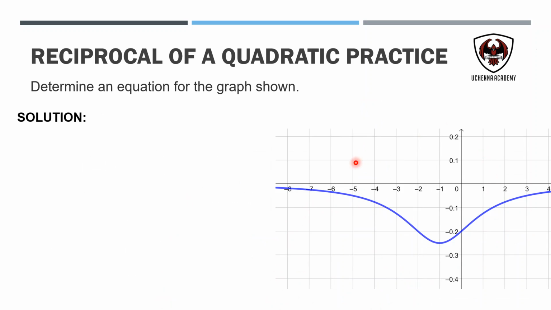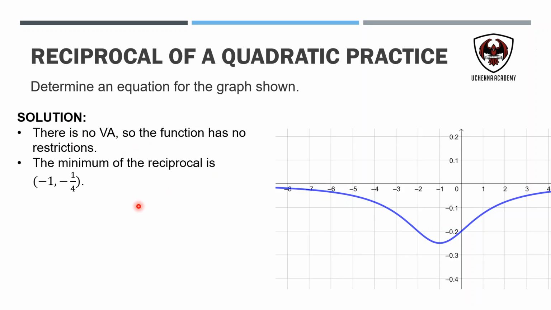Determine the equation for this graph here, and again we know it's a reciprocal of a quadratic. We're told that, plus we know that this is a characteristic shape of one of our cases. There's no vertical asymptote, so the function has no restrictions. That means that we'll have to look at the minimum here, and the minimum is (-1, -1/4). And that really means that the original function had a vertex at (-1, -4).